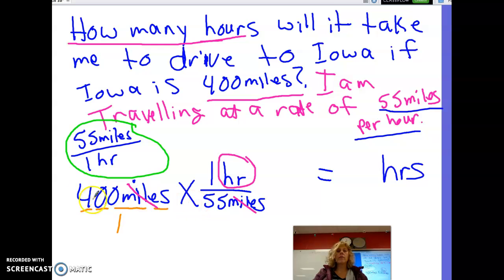So now to solve this, I'm going to take 400, which by the way is on the top, 400 times 1, so 400, right? And then I'm going to divide it by 55, that's on the bottom. So I'm going to grab a calculator. What you can do to help you keep this organized is I can do this first.